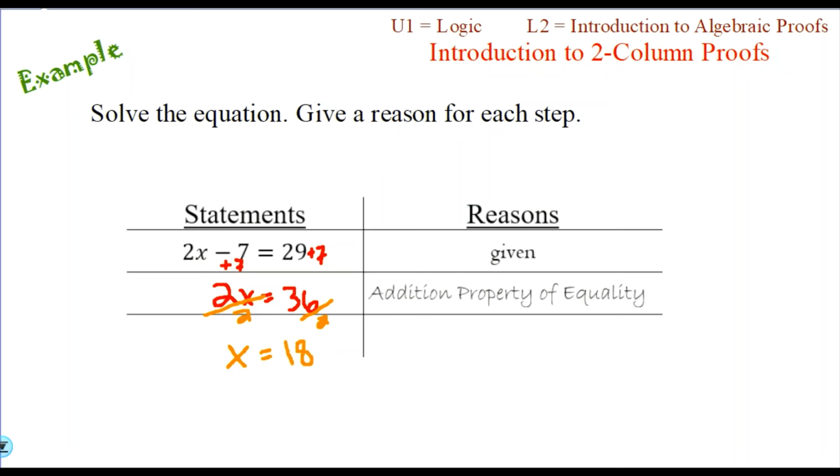So I've got that x equals 18. That's a statement I'm making. How do I know it's true? Because I had a true statement, I had a true equality, and I divided both sides. The division property of equality tells me that must be true. So again, I would write this out, but in this case I typed it to make the presentation go smoothly. So that's how you do it. There is your first 2-column proof that you've seen.